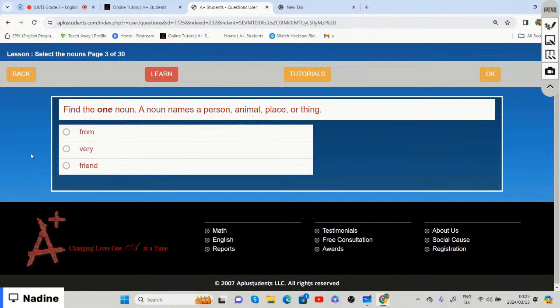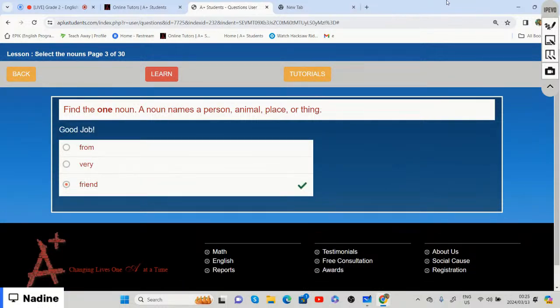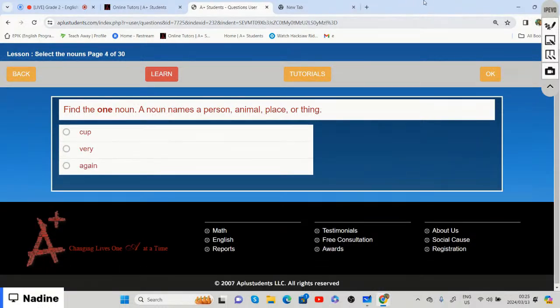All right, and if we select our noun, then we can say it is friend, because friend names a person, right? Remember your friend, whether it's a male friend or a female friend, like a boy being your friend or a girl being your friend, then it names a person. And yes, well done. Friend is correct.